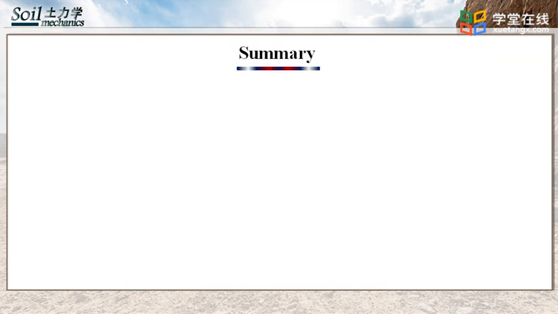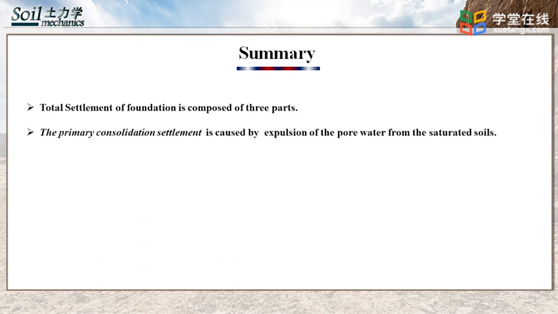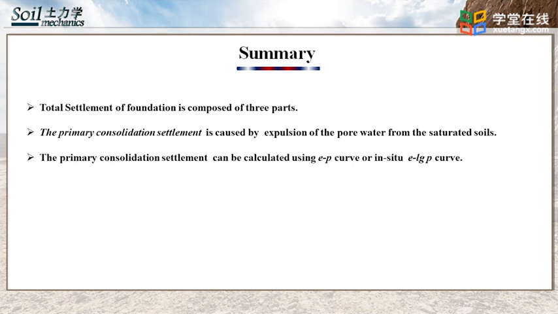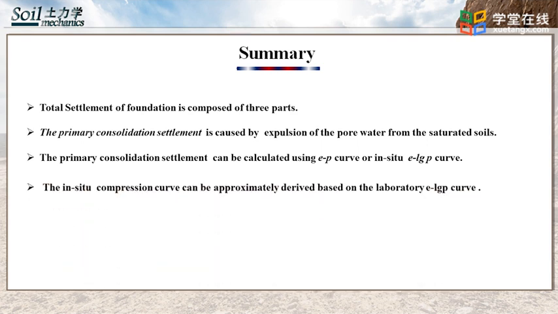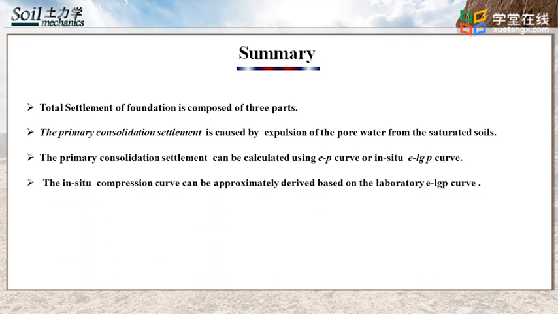Let me summarize. Total settlement of foundation is composed of three parts. The primary consolidation settlement is caused by expulsion of the pore water from the saturated soils. The primary consolidation settlement can be calculated using the e-p curve or in situ e-log p curve. The in situ virgin compression curve can be approximately derived based on the laboratory e-log p curve.